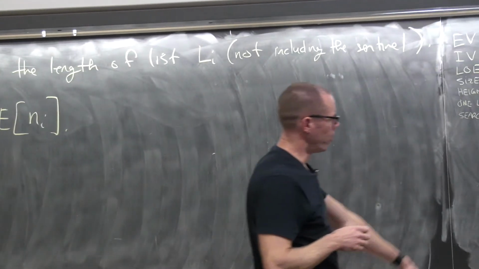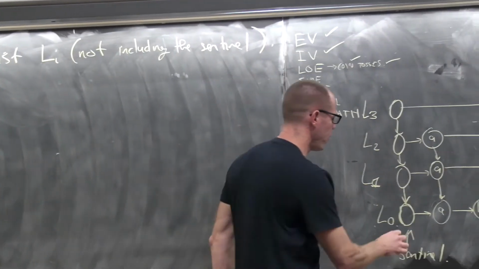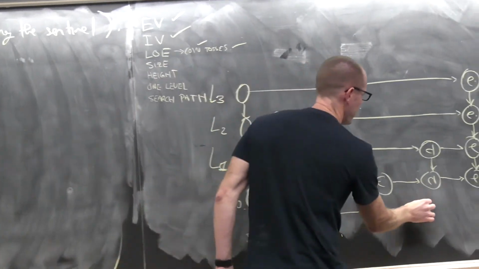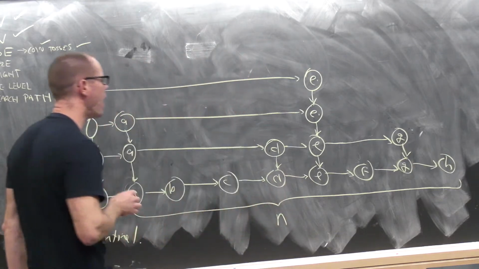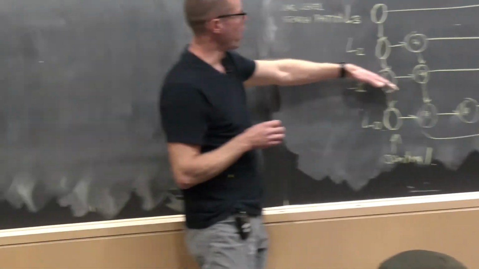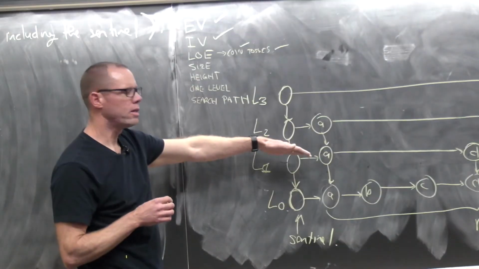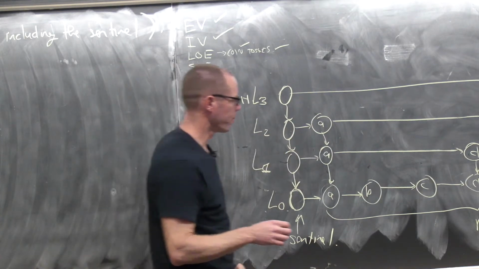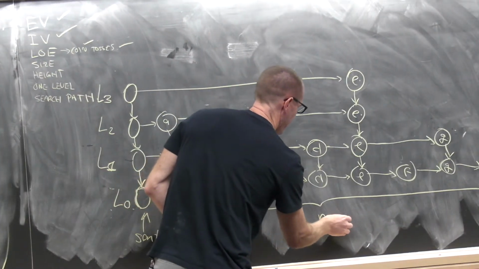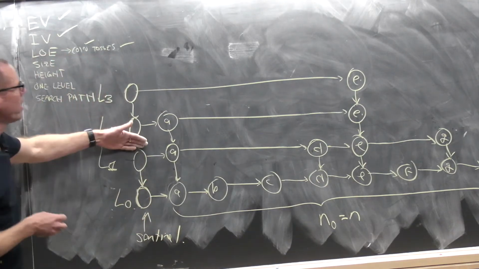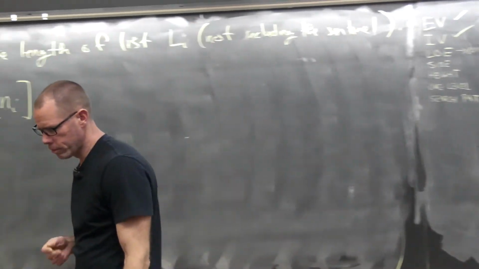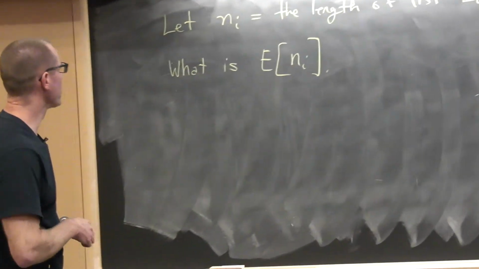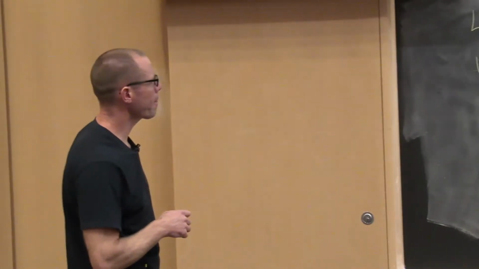For L0, there's no question here. By definition, the number of elements in it is n, so there's nothing random about that. But for L1, L2, L3, and so on, these things are random variables. We don't know exactly how many elements are here. It depends how the coin tosses came up. So it makes sense to ask about the expected value.